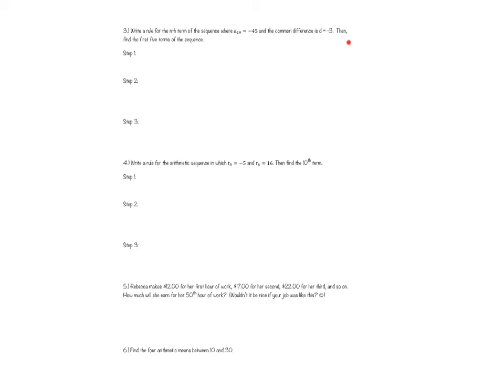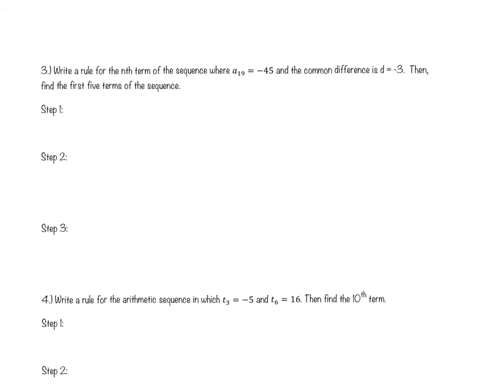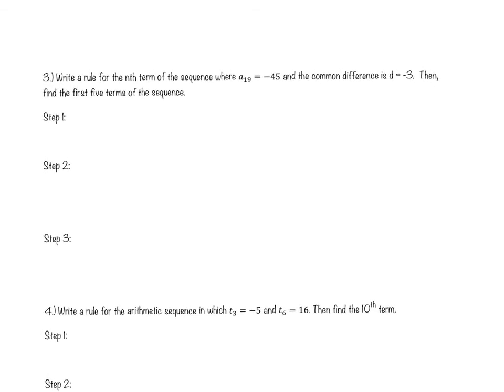Okay, so in this problem here, let me zoom in. In this first example on this page, it says to write a rule for the nth term of a sequence where a of 19 is -45, and the common difference is -3. So here's a type of problem where, remember, to write the formula for an arithmetic sequence, you need the first term and the common difference.